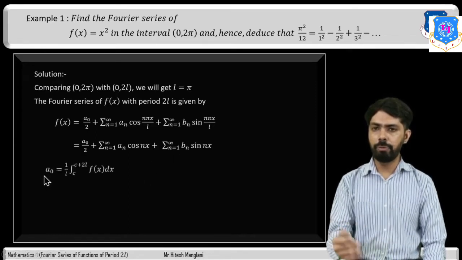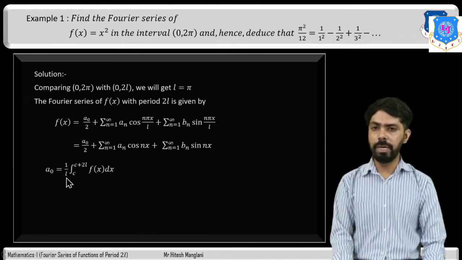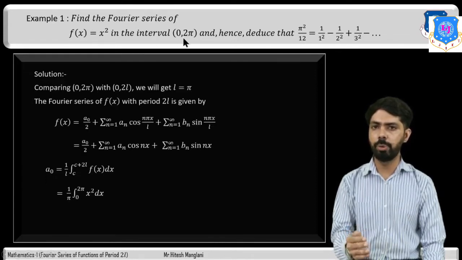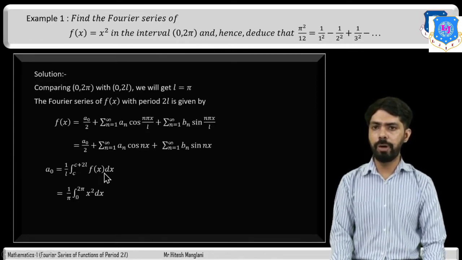Now we will find the value of a0. So a0 is given by 1 divided by l integration from c to c plus 2l f of x dx. So here value of l is pi, so we will replace l by pi. So here it will be 1 divided by pi integration from 0 to 2 pi, because here we will have to find the Fourier series of function in the interval 0 to 2 pi. Therefore, limit will be from 0 to 2 pi and function is x square. So, integration from 0 to 2 pi x square dx.